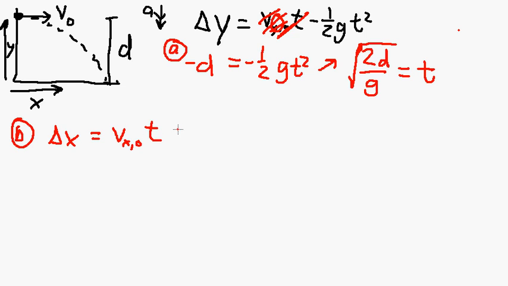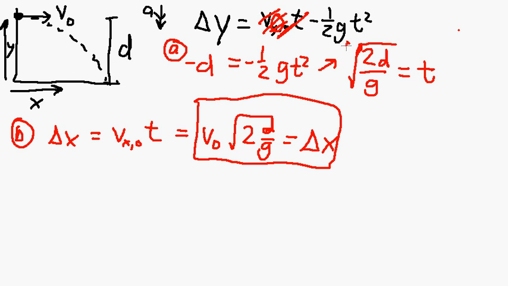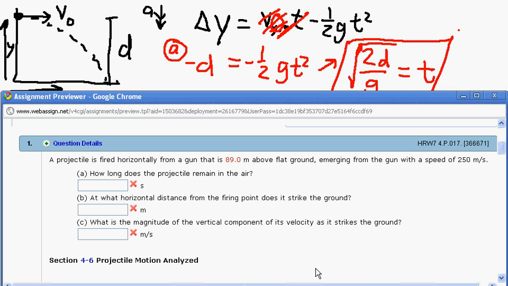Velocity in the x direction is constant, and it just equals this v naught here. So v naught times t, and this is t from before, the square root of 2d over g. And that equals how far you go in the x direction. So there's your part B, that was your part A. And then for C, what was that? What is the magnitude of the vertical component of the velocity that strikes the ground?